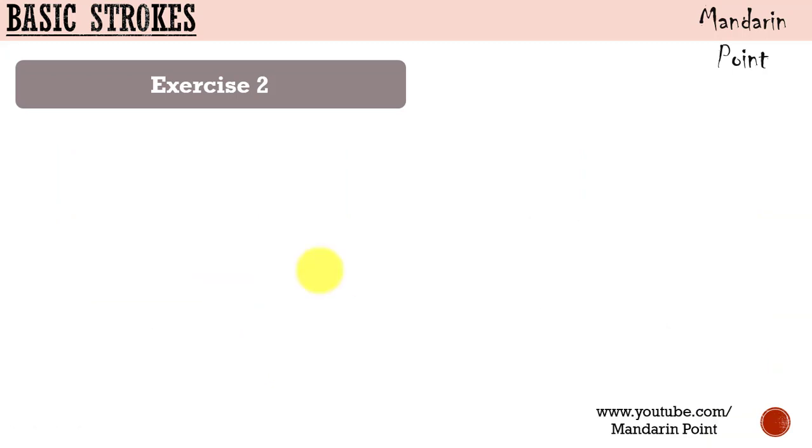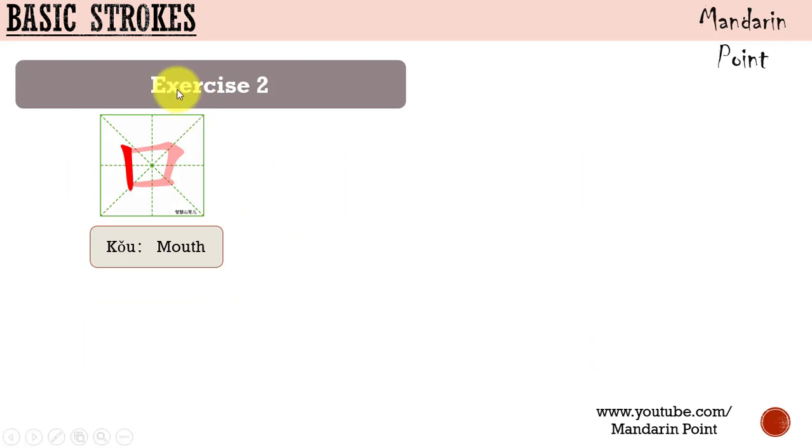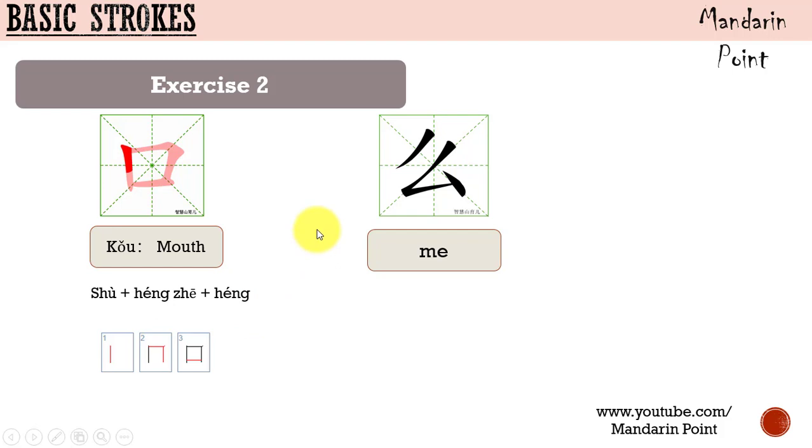Okay, so let's match our results. Here we have our first one. It has 3 strokes. Vertical stroke shu, this horizontal stroke with sharp turn heng chu, and this is horizontal stroke again, heng. Shu, heng chu, heng. This one has 3 strokes, 1 2 3.